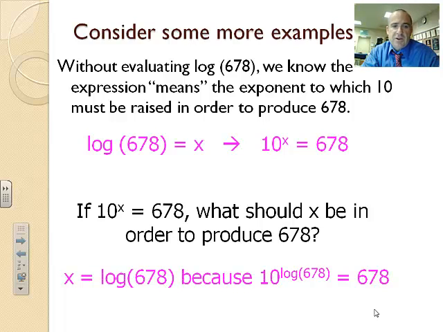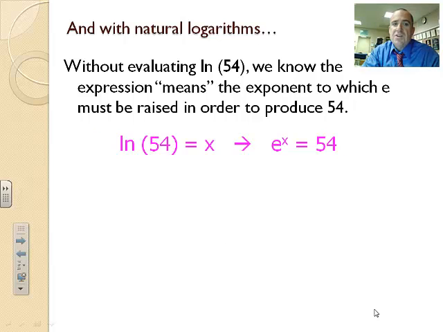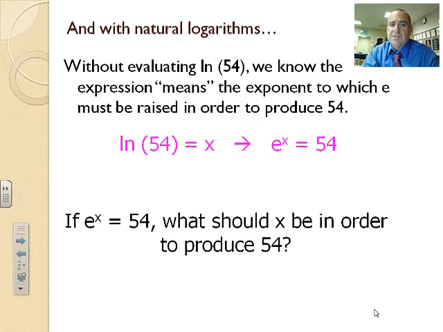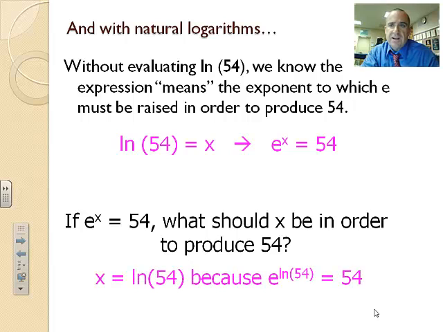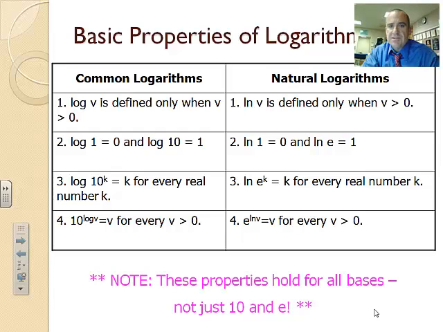So using a calculator, we would take the log of both sides. If you take the log of 10 to the x, you just get x. And then the log of 678, we can put that on the calculator and it will give you a number. You can also do this with natural logs. So if we're evaluating the natural log of 54, we would take the natural log of both sides, right? And if e to the x is 54, take the natural log of both sides. The natural log of e cancels and leaves the x on the left. Natural log of 54, put that in your calculator, it gives you a decimal answer.